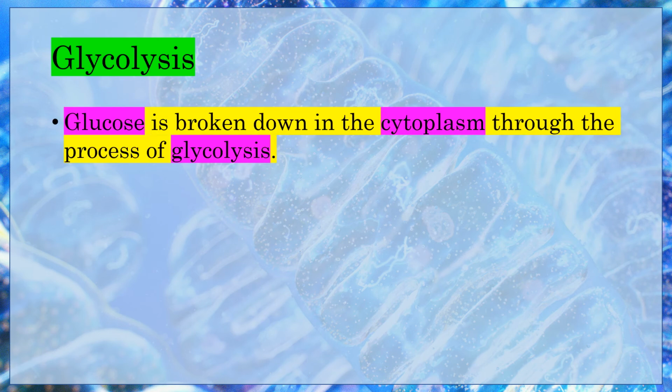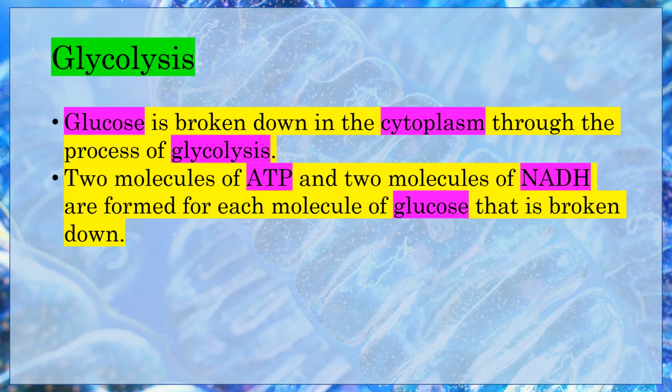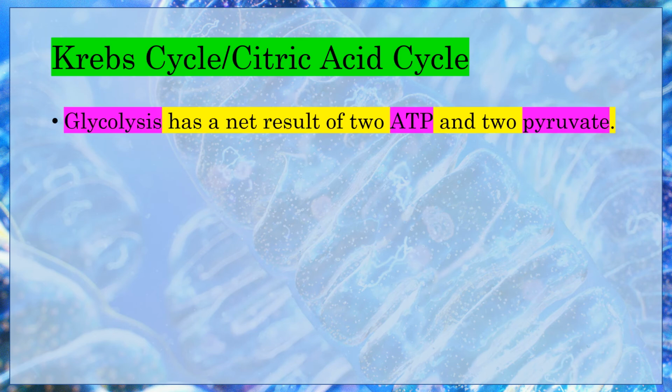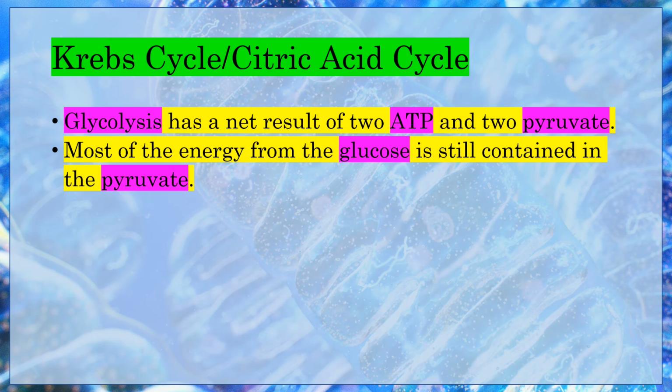Glycolysis: glucose is broken down in the cytoplasm through the process of glycolysis. Two molecules of ATP and two molecules of NADH are formed for each molecule of glucose that is broken down. So glycolysis has a net result of 2 ATP and 2 pyruvate. Most of the energy from the glucose is still contained in that pyruvate.